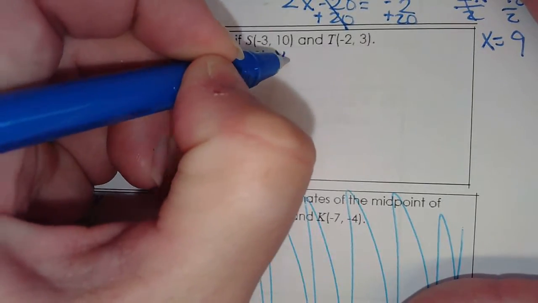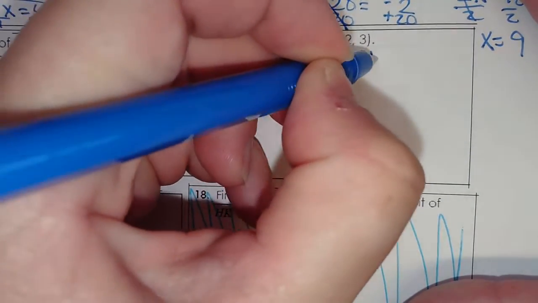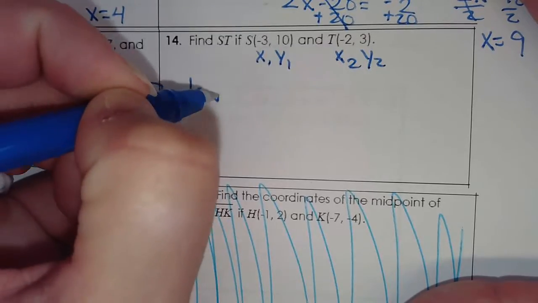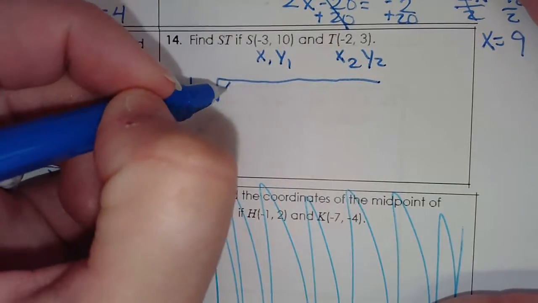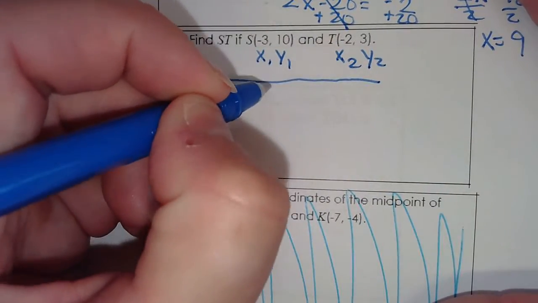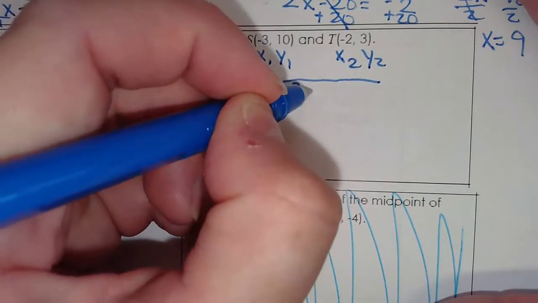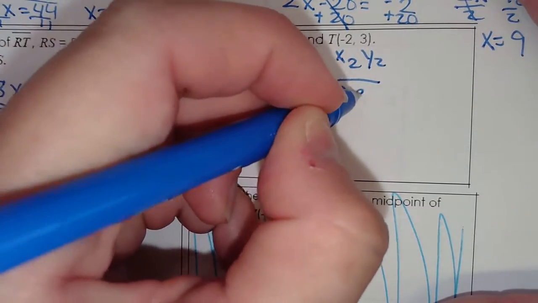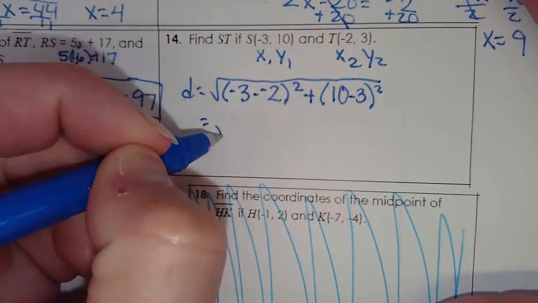So this is my x1, y1. This is my x2, y2. So I'm going to plug into the distance formula. And I have -3 minus -2 squared plus 10 minus 3 squared.